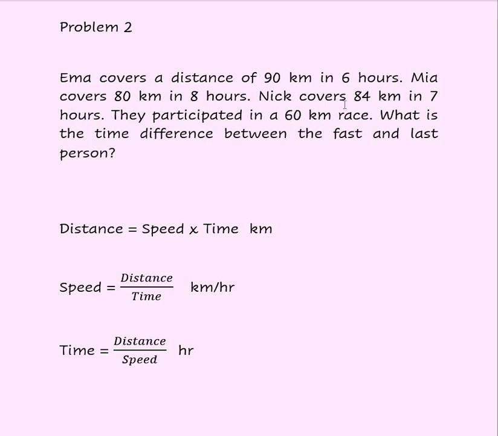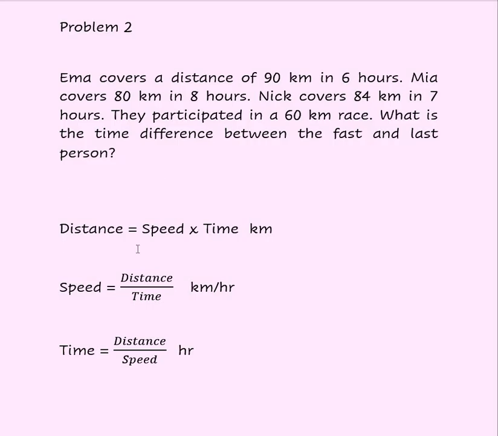Again, Nick covers 84 km in 7 hours. From here, we can get the speed of Nick by dividing 84 by 7. So they participated in a 60 km race. What is the time difference between the first and last person?